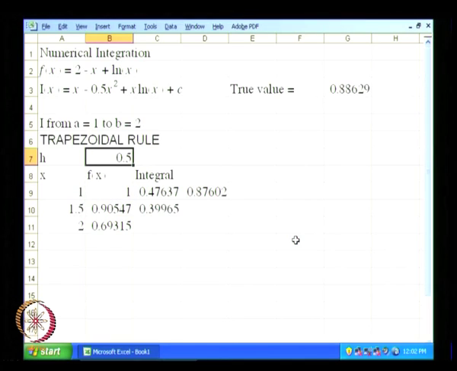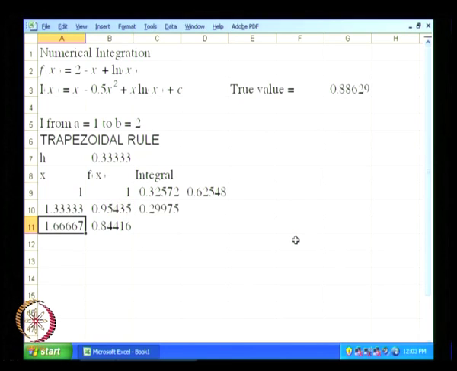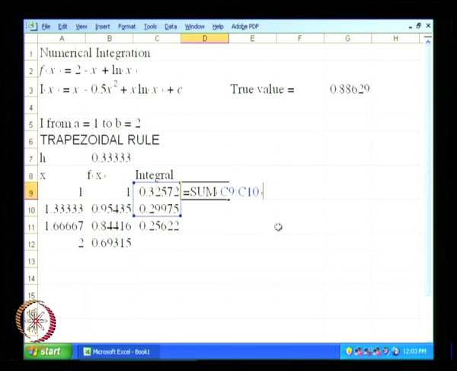What if we go to three intervals? So it is going to be 1 divided by 3 as the value of h, and then we just drag this, and this is going to be the sum for this entire batch. Okay. And as we have now increased the number of intervals, the value of the approximate integral has improved.